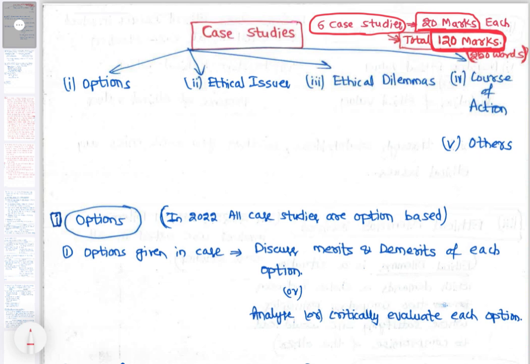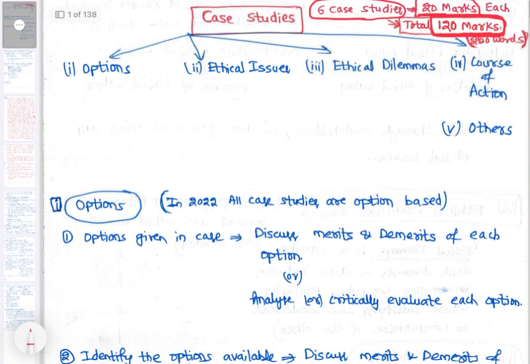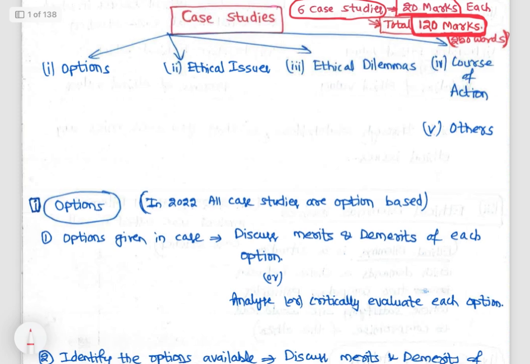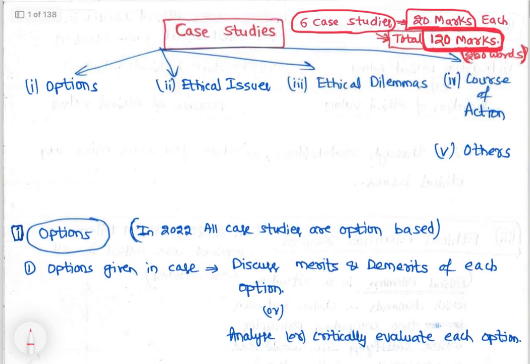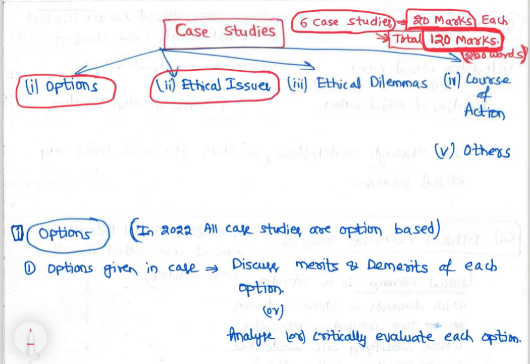There are a total of 5 types of case studies. First is options based case studies, which we'll discuss. Second is ethical issues. In a case study, the first question would be to identify the ethical issues involved in the case study.